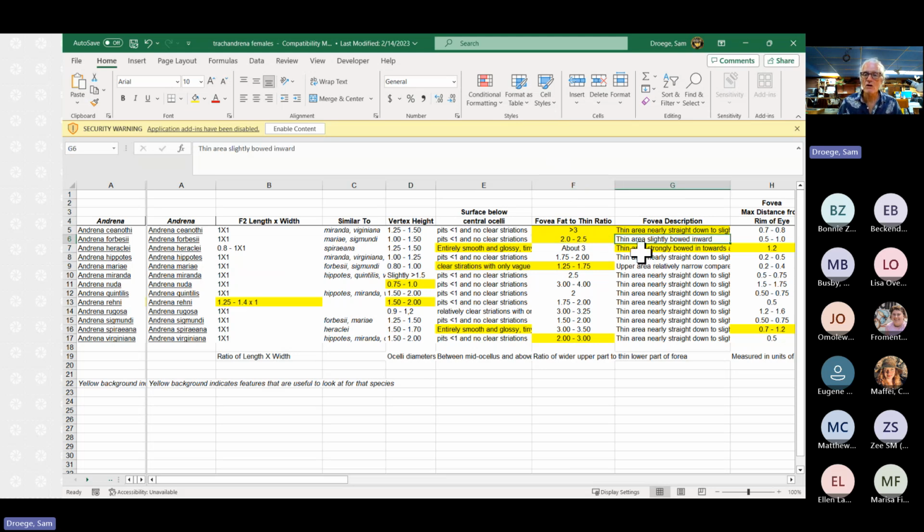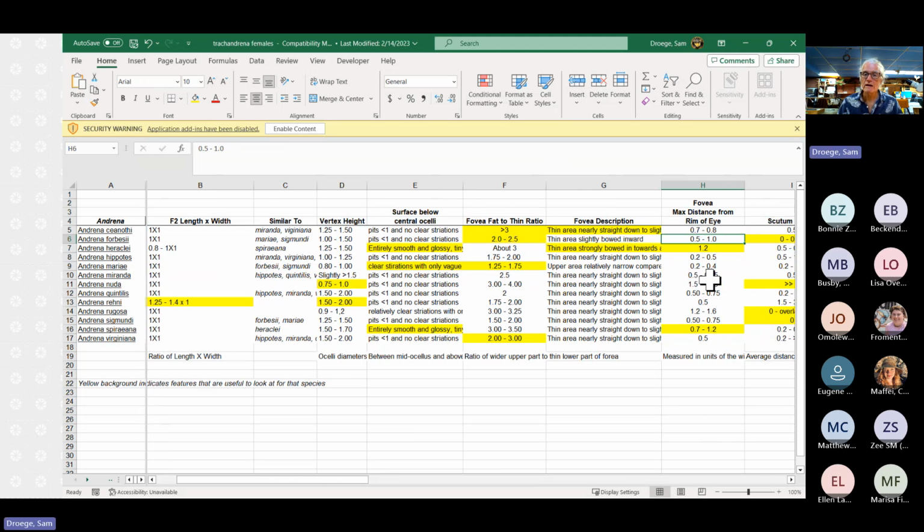But that's important because we're saying, oh, here is a not super thinned out fovea. And we saw that area in that previous picture, and when we talked about it earlier, the thin area is slightly bowed inward. So in other words, we look up here, thin area straight down from the upper part. This is bowed inward. So in other words, there's a gap between the edge of the eye and the fovea.